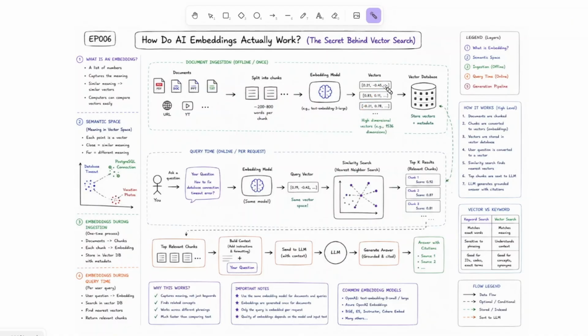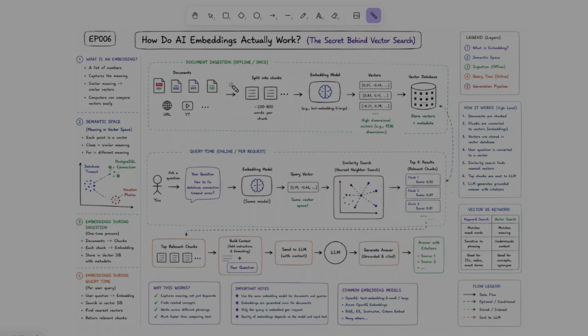Traditional keyword search compares words and phrases. That works well when the same words appear in both the query and the document. But language is flexible. One document might say database connection timeout, while another says application cannot reach PostgreSQL. Humans immediately recognize they describe the same problem, but computers see different words. To compare meaning efficiently across millions of documents, we need another representation.